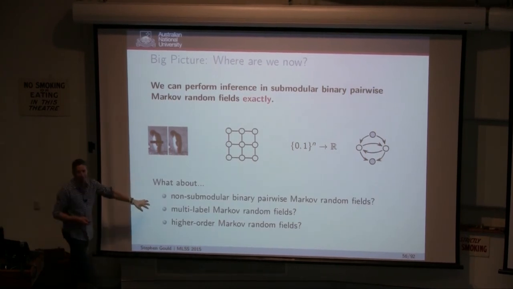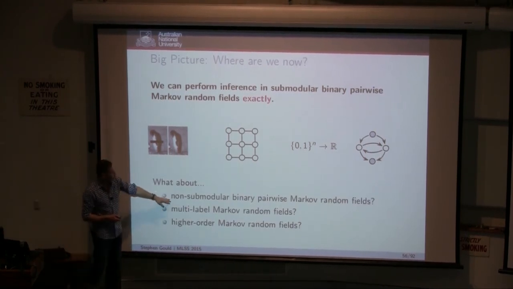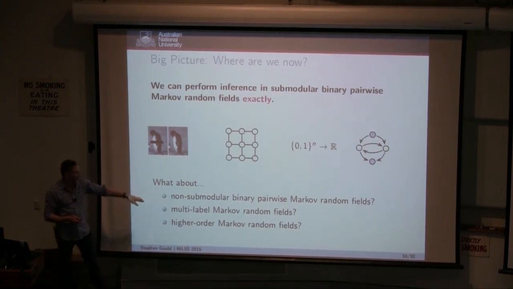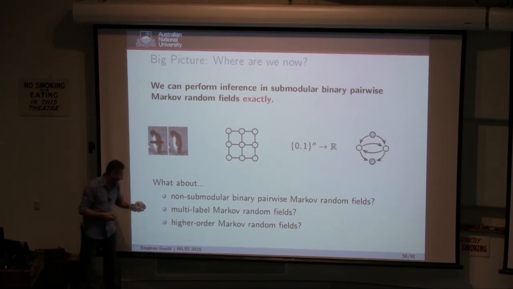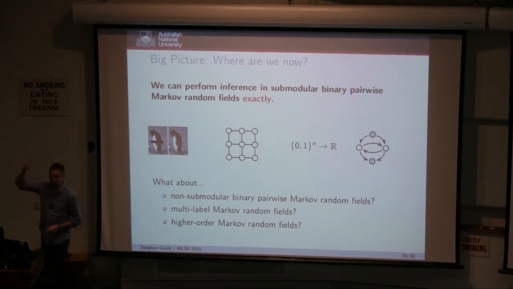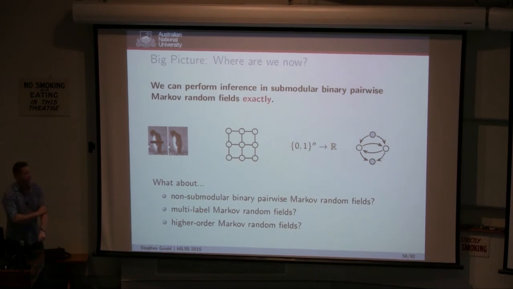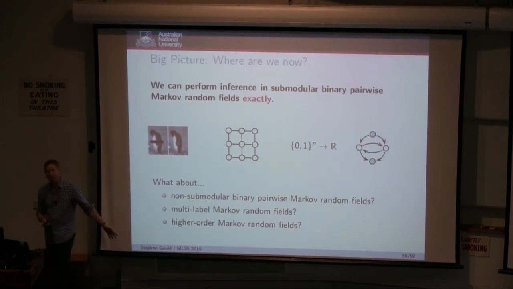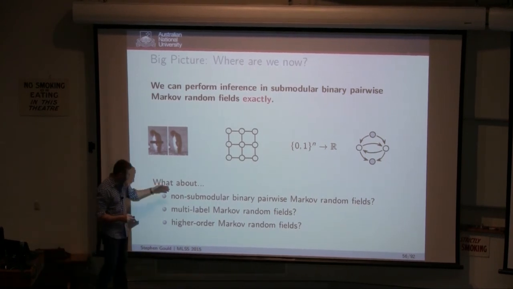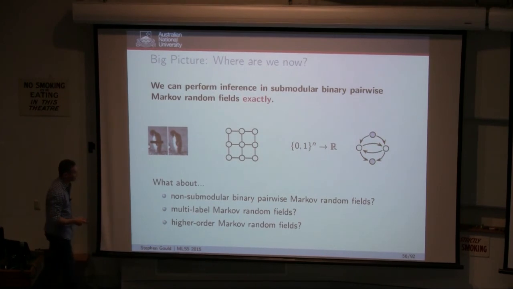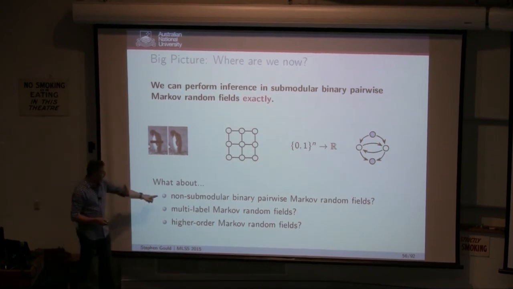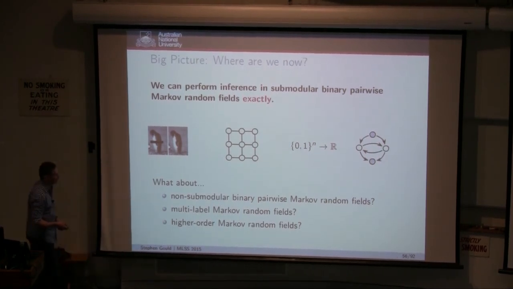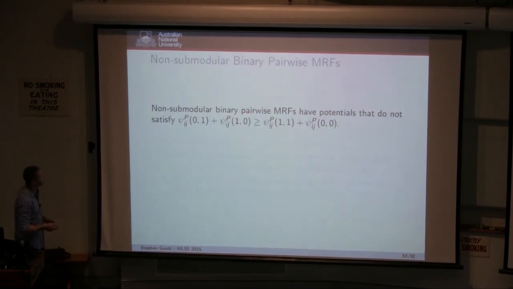Okay, so somebody raised this question before. They said, well, what about multi-label problems? What about non-submodular problems? And what about higher order terms where you have higher than second order functions? It turns out in all of these cases, we have approximation algorithms, but all bets are off in terms of optimality. So we don't have algorithms that will optimally solve these problems. But I'll give you some insights into how the approximation algorithms work.